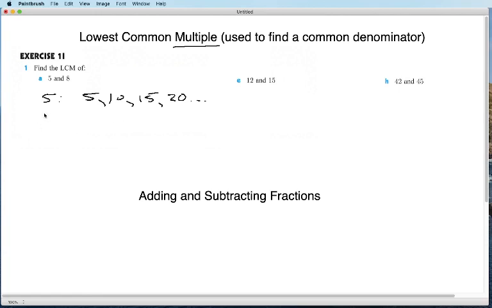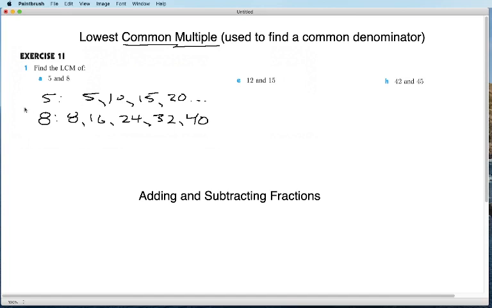And now we can do the exact same thing with 8. So we start here with 8 times 1, and then times 2, times 3, times 4, and then times 5. So as you can see with 5 and 8, there's still nothing common. We want something common that they're sharing. So if you look at these lists of numbers, currently, they don't share anything.